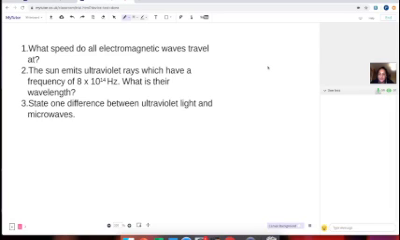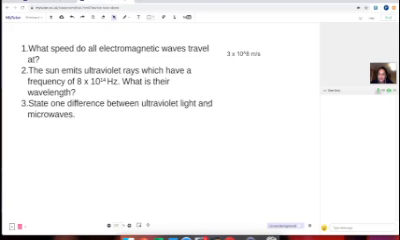So the first part of the question asks, what speed do all electromagnetic waves travel at? Well, you need to know that all electromagnetic waves travel at the same speed of light in air. So an electromagnetic wave in air travels at the same speed of light in air, which you may know is 3 times 10 to the power of 8 meters per second.